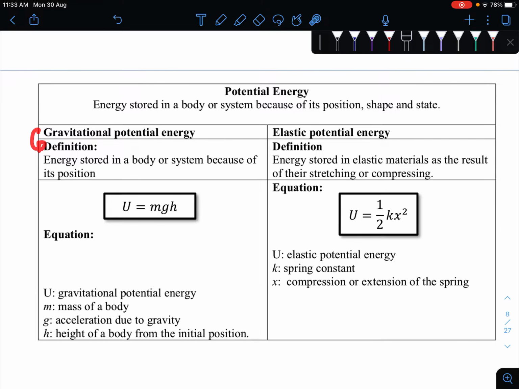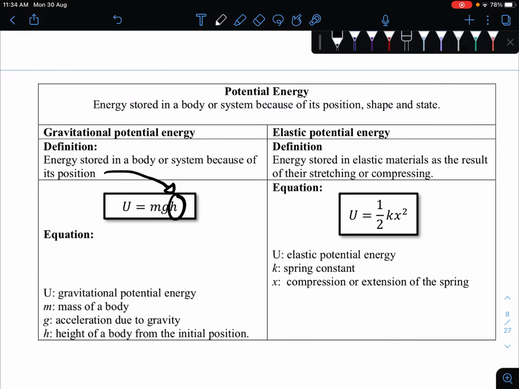So the definition of the gravitational potential energy is that energy that is stored in a body or system because of its position. So gravitational potential energy we associate with the position of the object ataupun any system lah dekat sini. So when you're talking about position, we usually associate dengan height. Okay, position we associate dengan height, di mana duduknya objek itu.